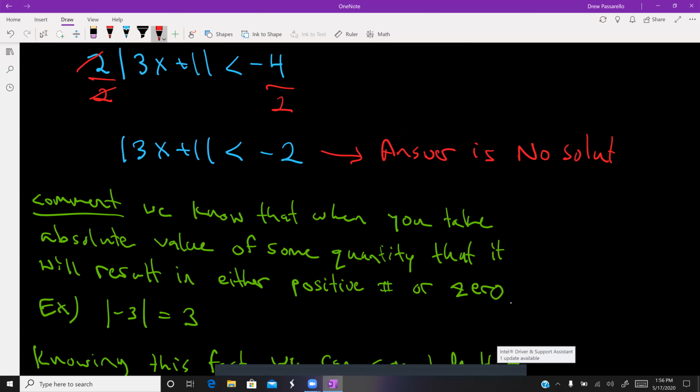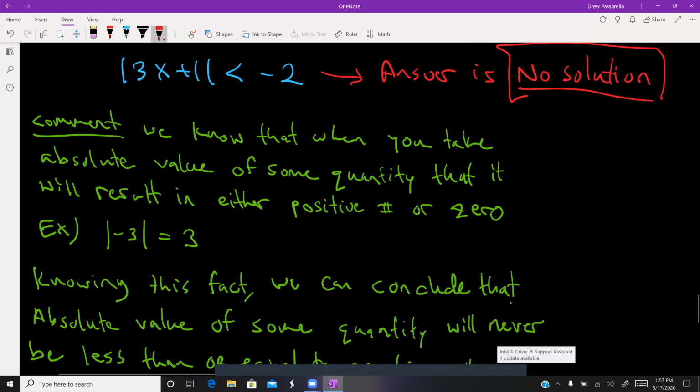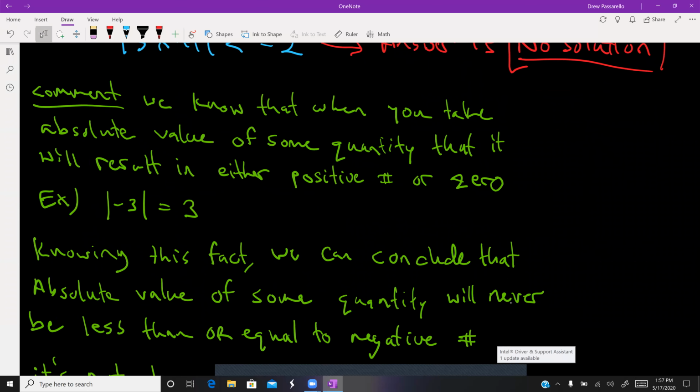All right, so I just wrote out the very long, in-depth explanation. You don't have to give the explanation. I just figured all you have to write down from here is just no solution. Because if you take the absolute value of some quantity, it's always going to be either a positive number or 0. Like for instance, the absolute value of -3 turns into +3. It's never going to be equal to -3 when you take its absolute value.